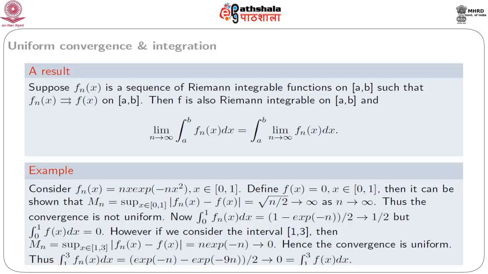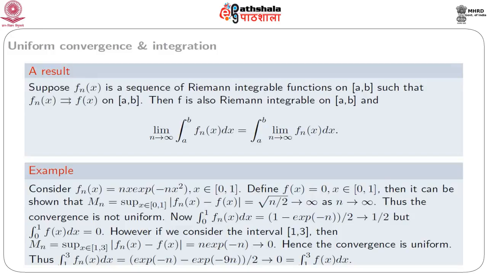Now as a consequence, we find that the integral of fn(x) over 0 to 1 comes out as (1 minus e to the power minus n) divided by 2, which goes to half as n tends to infinity. But the integral from 0 to 1 of f(x) dx, that is the integral of the limit function, comes out as 0. So these two are different.